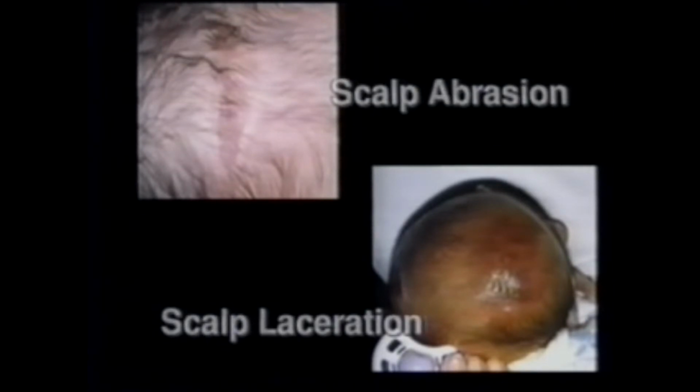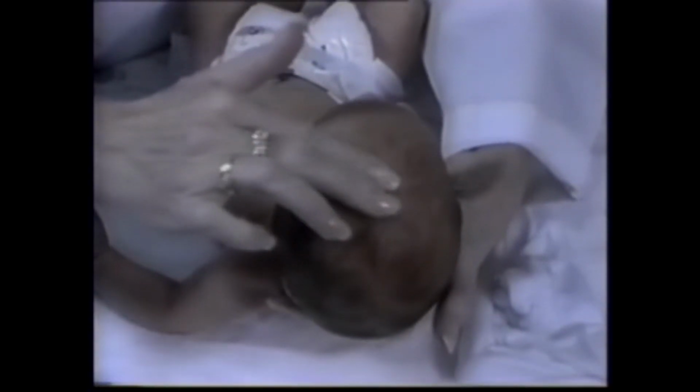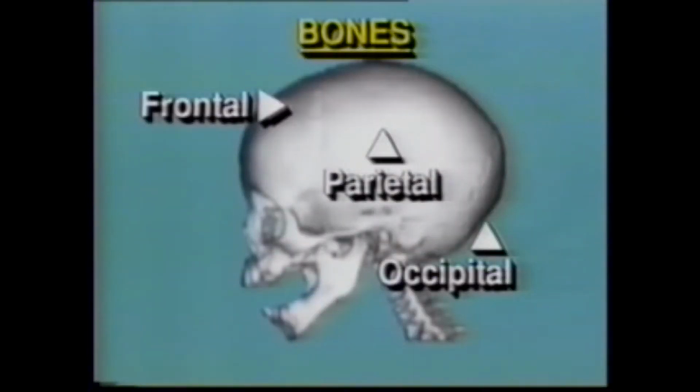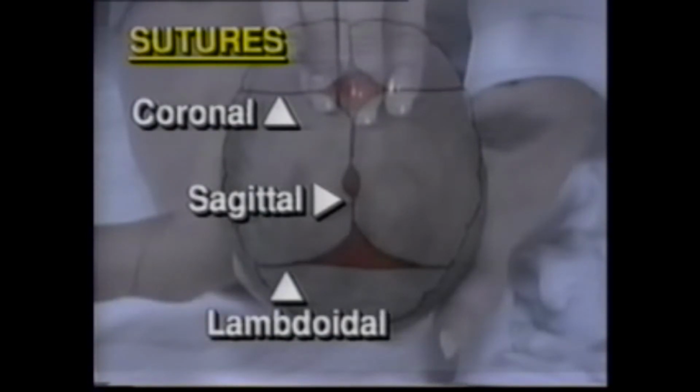Next, the fontanelles and suture lines are palpated. The cranium is composed of 7 bones, which are soft, and usually separated at birth. The sutures separate the 7 cranial bones. The coronal sutures extend from ear to ear, separating the frontal and parietal bones. The sagittal suture separates the 2 parietal bones, and the lambdoidal suture separates the parietal bones from the occipital bone.